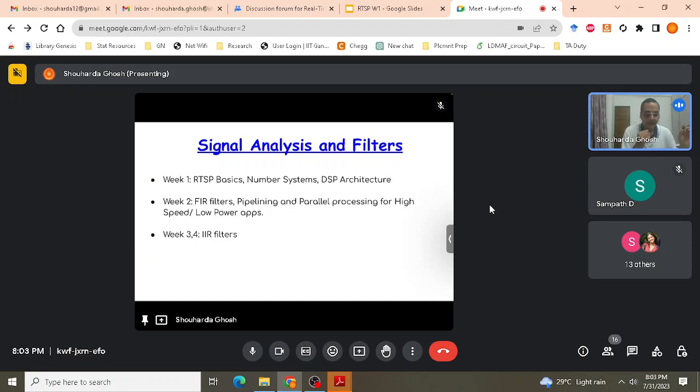You might be thinking, why are you just discussing filters and filters? We have already studied this in the undergraduate curriculum, right? But the thing that I want to emphasize again and again is that these are the filters, these are the concepts which are being incorporated and utilized by companies like Qualcomm, Broadcom, Samsung in all their chips.